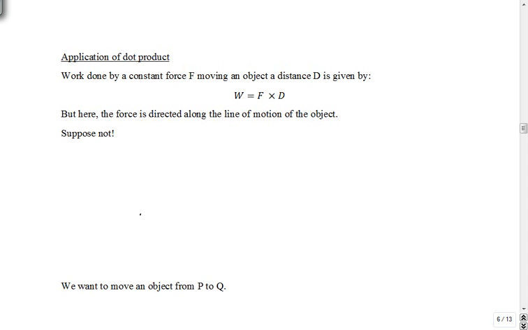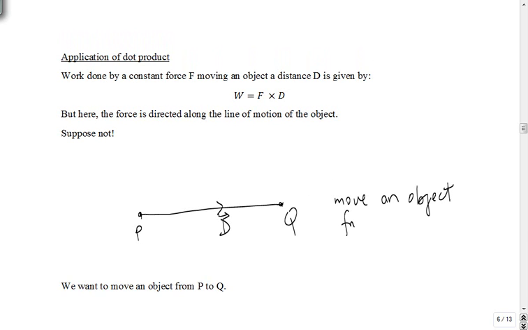So draw a line here, P and Q. And let this vector, let's call it D. Okay? Now what I want to do, I want to move an object from P to Q, right? But the force is not directed along that line, PQ. Instead, it is directed here. This is my force.